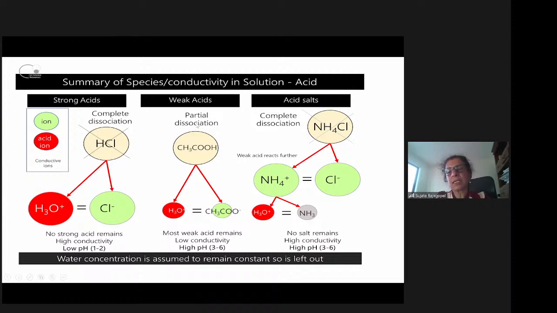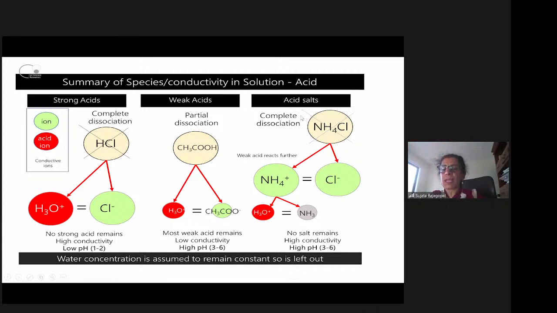Now, weak acids like your ethanoic acid or your vinegar. So what happens? It dissociates again because it's an acid. It has to give hydronium ions and CH3COO negative. But weak acids do not completely dissociate. In water, it does only a partial dissociation. So that means some acid molecules still remain in the water or in the solvent. They are weak, therefore they have low conductivity and they have a high pH. What they mean by high pH is the number is between 3 to 6.